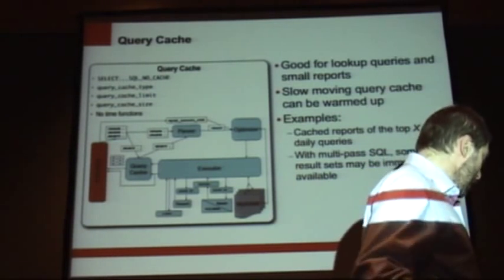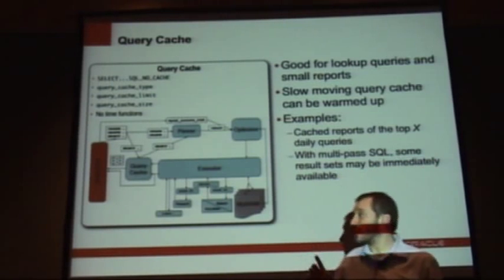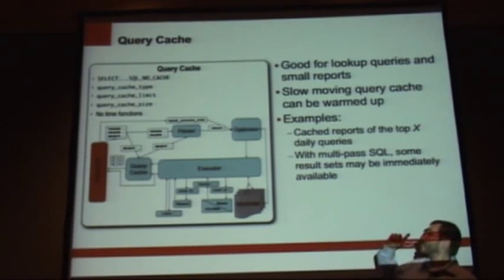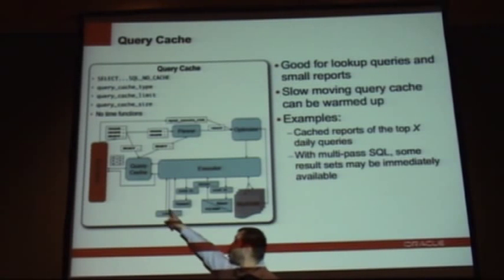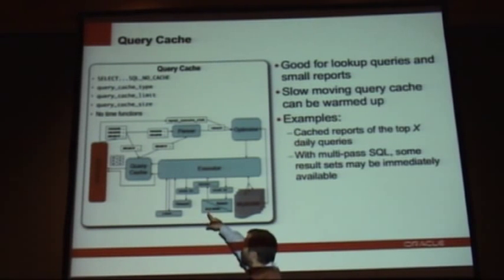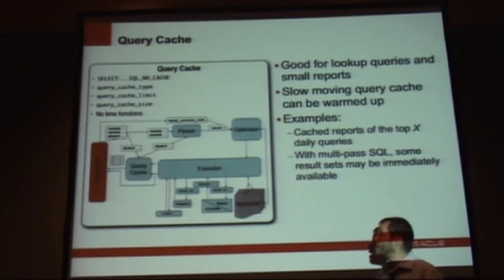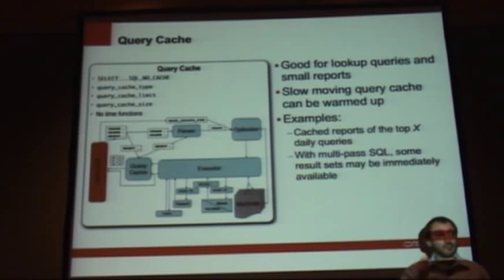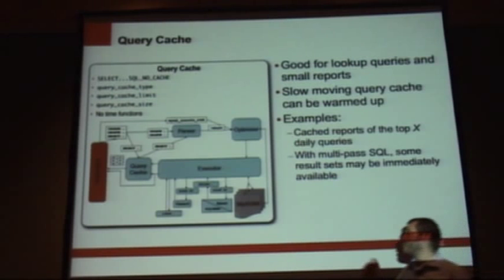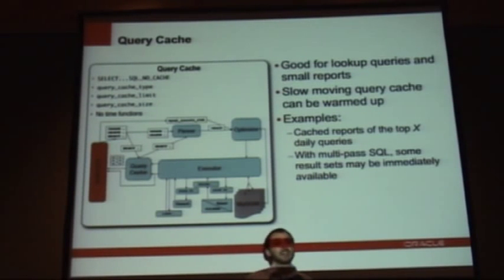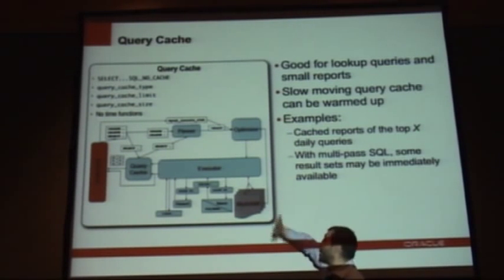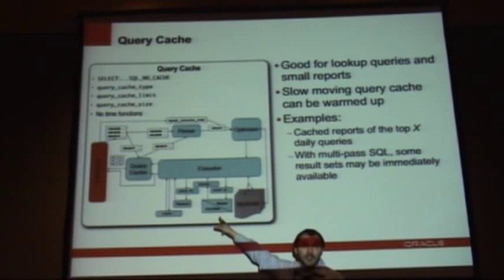Right. As I was saying on the query cache, just as a quick reminder, the query cache stands just between your application and nothing else. So once you send a select statement, you first check the query cache, and within the query cache you can find the result set as you expect. You don't need to pass the optimizer, nope. Okay? So it's fantastic.